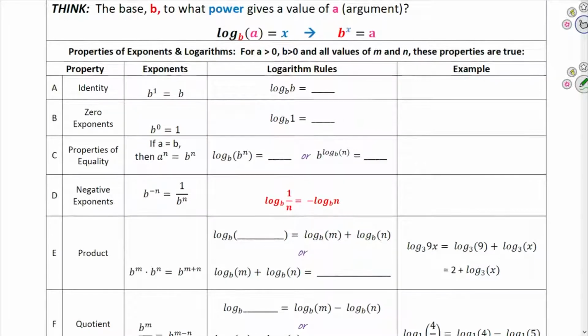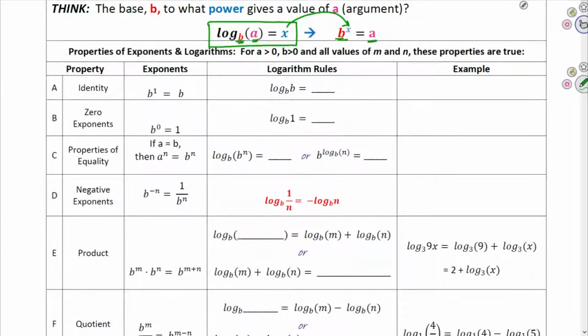When you think about log base b of a is equal to x, what you're thinking of is b to what power is equal to a. So b, the base of the logarithm, is the base of the exponent. You're asking yourself to what power, which means that x is the exponent, and you're wondering b to what power is a, and so a is the number that's inside the parentheses. That's writing it from a logarithmic equation to an exponential equation.